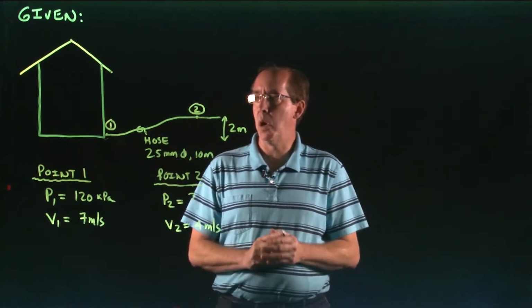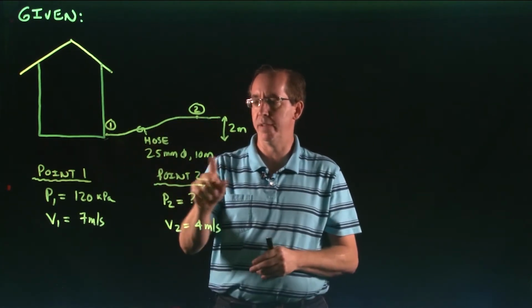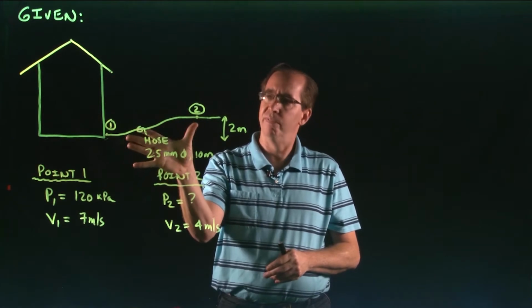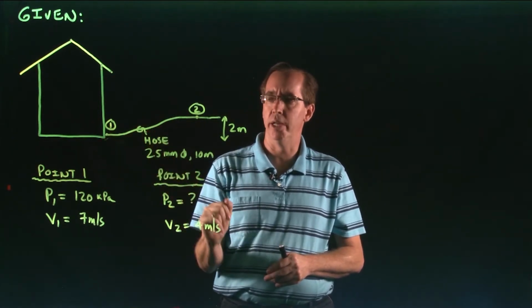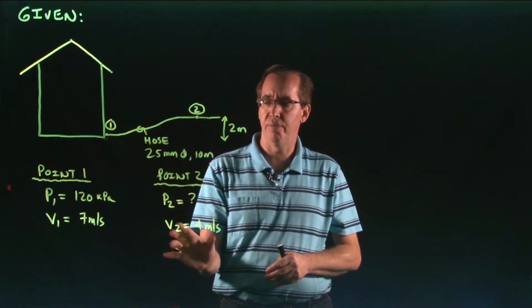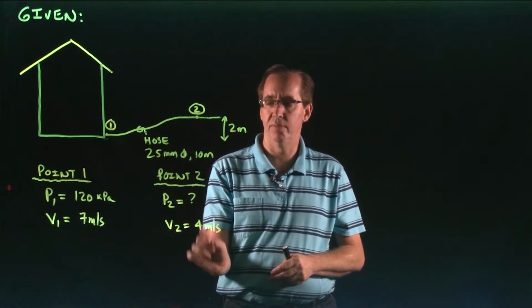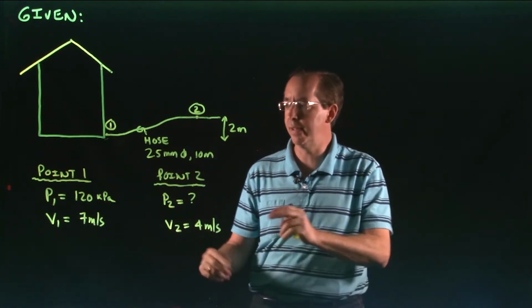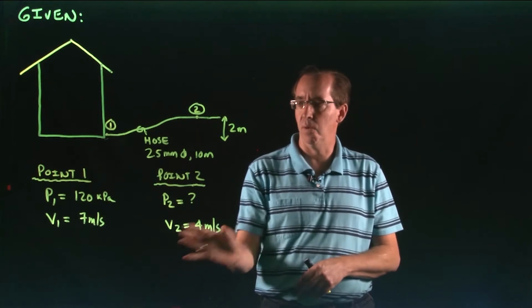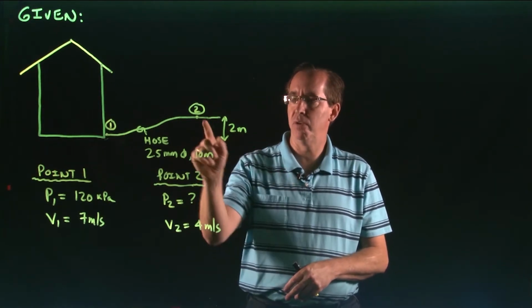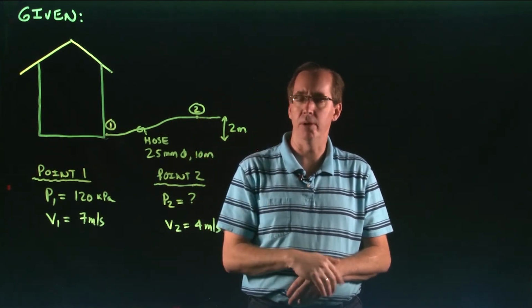And what we'd like to know is at point 2, which again is 10 meters away from point 1, what would be the pressure if we registered that the velocity is 4 meters per second? So we have a velocity that's changing from 7 to 4. At point 2, we also know that the elevation at this point is 2 meters.